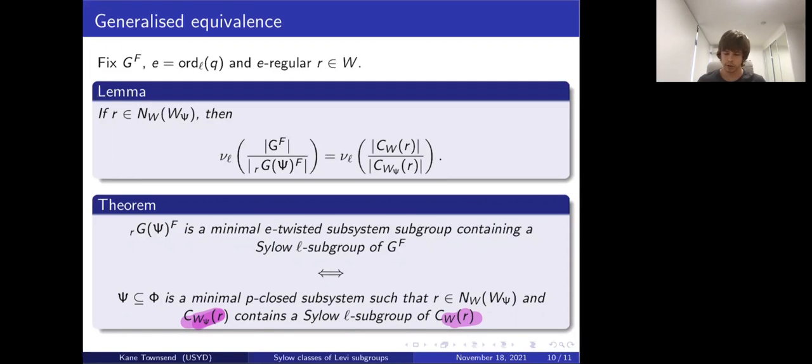And so this theorem does generalize to the twisted cases. I didn't include that, but everything sort of works out the same way. So there's nothing too much going on there.